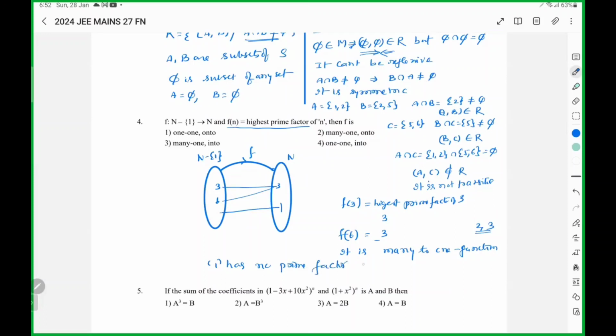Therefore, what I say here is it is not an onto function. So it is many-one and into. Not onto means obviously into.